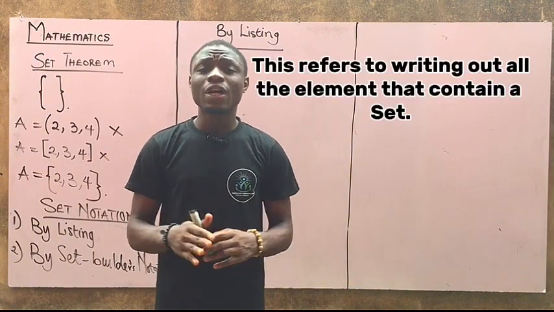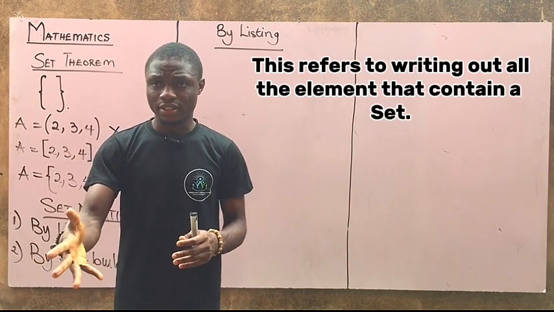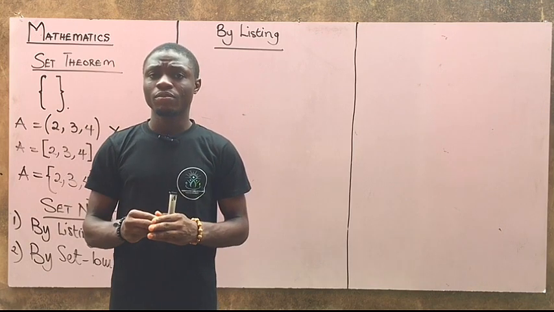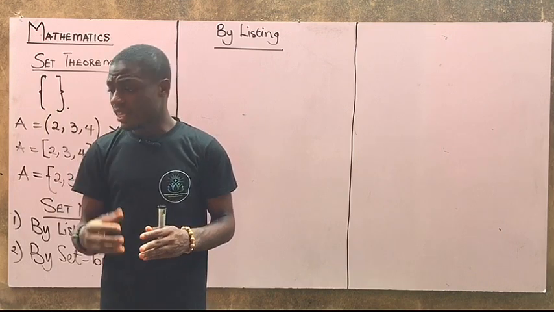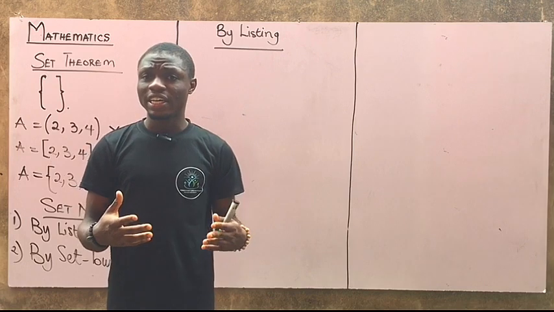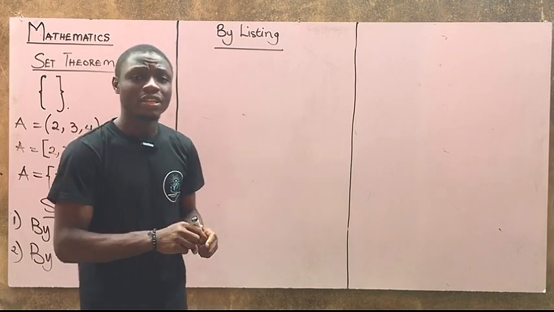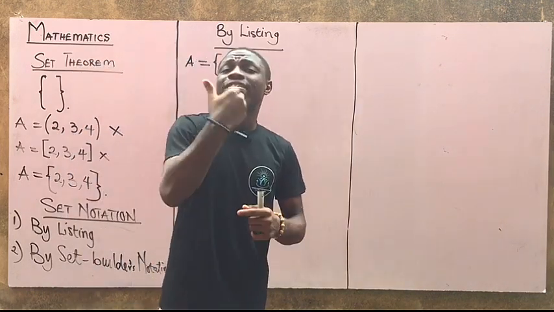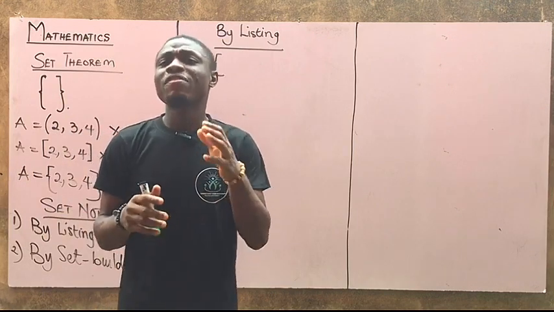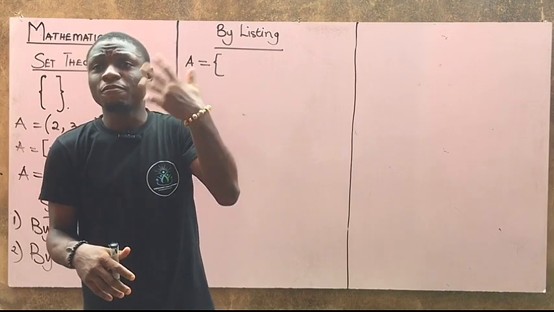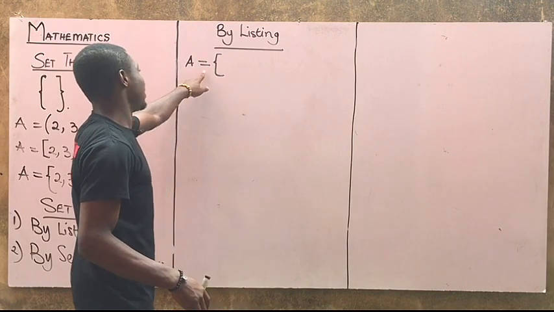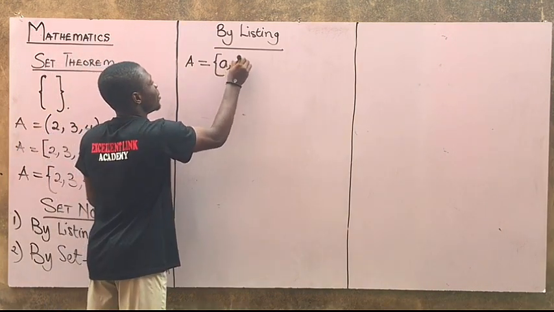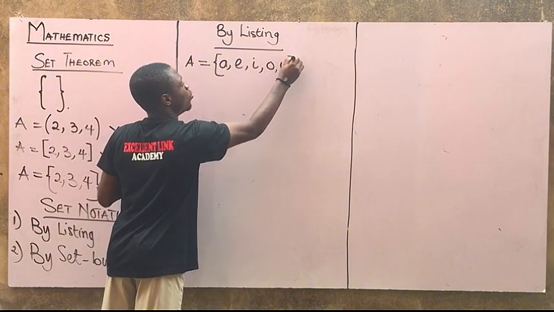By listing refers to writing out all the elements that constitute a set. Example: given a set A of all vowel letters, in the form of listing, it is written as, so if I have a set A of all vowel letters, A, E, I, O, U. These are my vowel letters.